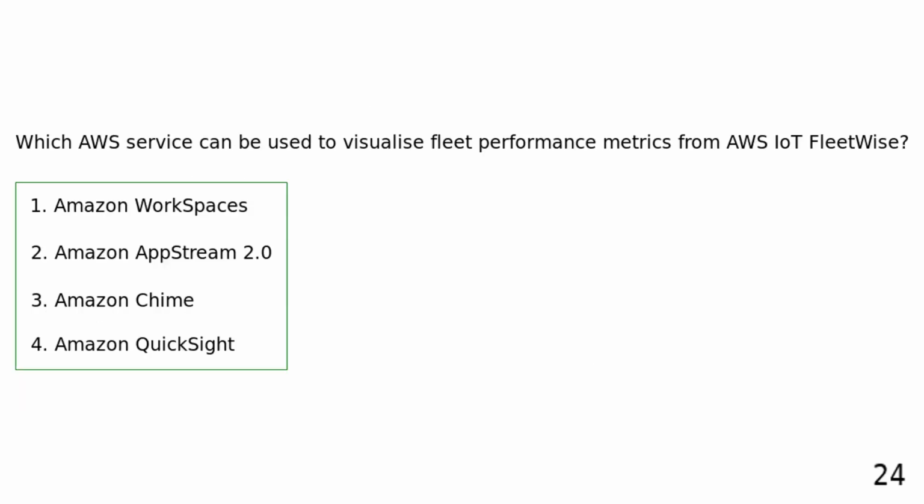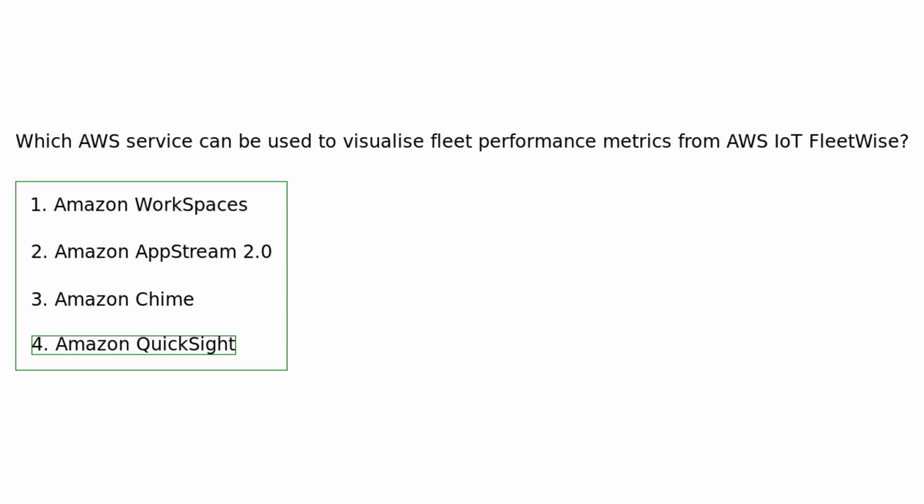Which AWS service can be used to visualize fleet performance metrics from AWS IoT FleetWise? Amazon Workspaces. Amazon AppStream 2.0. Amazon Chime. Amazon QuickSight. Amazon QuickSight can be used to visualize fleet performance metrics from AWS IoT FleetWise.